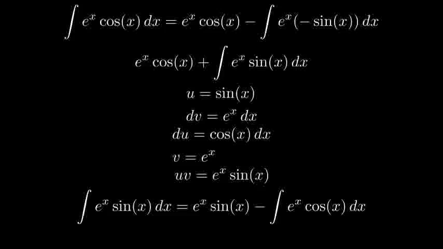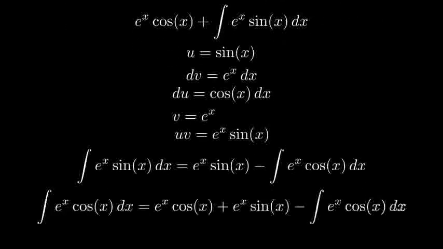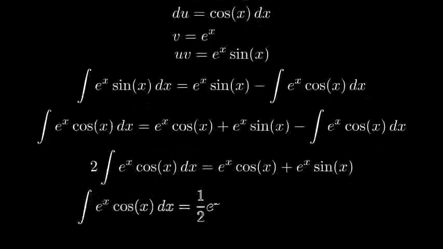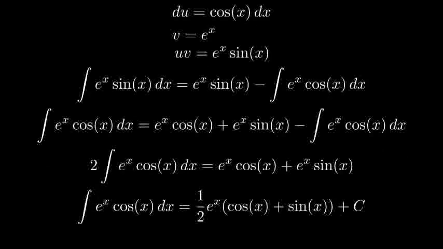Observe that this new integral is the same as the original integral. Since the original integral equals itself, we can isolate the original integral by adding it to both sides, giving 2 times the original integral equals e to the x cosine of x plus e to the x sine of x. Dividing both sides by 2, we get the solution to the integral. Including the constant of integration, the solution is e to the x times cosine of x plus e to the x times sine of x, over 2, plus C.